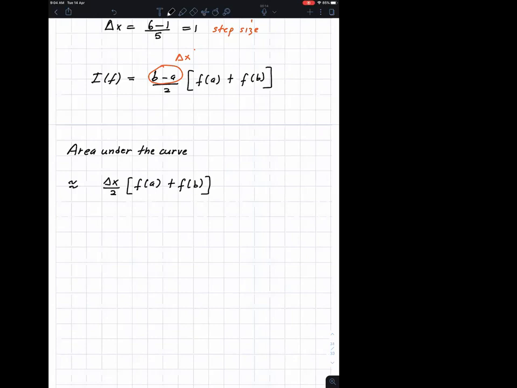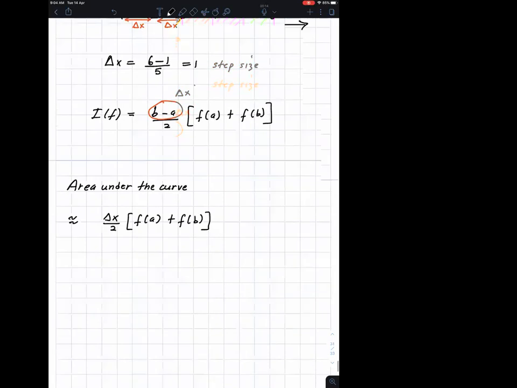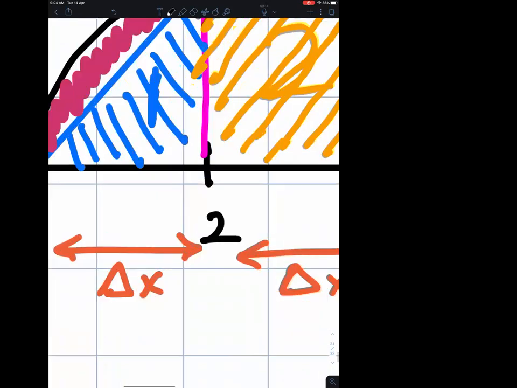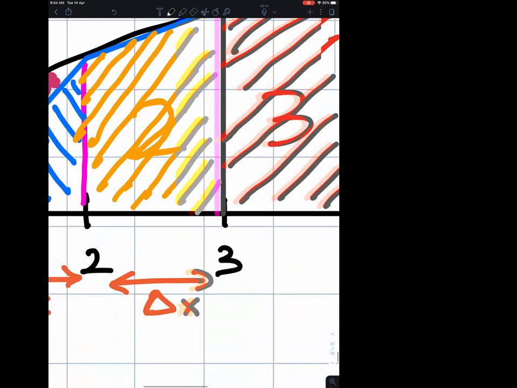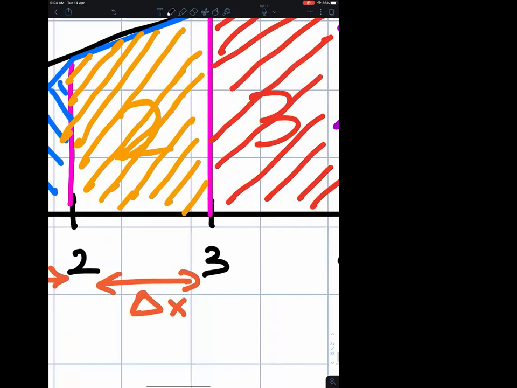Okay, the first segment is here. The first segment is from 1 to 2. The second segment is from 2 to 3. The third segment is from 3 to 4. The fourth segment is 4 to 5. The fifth segment is from 5 to 6.